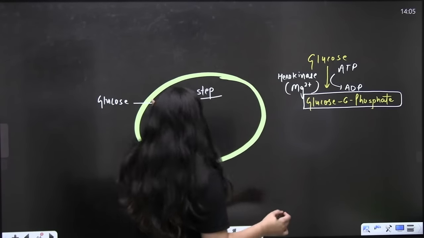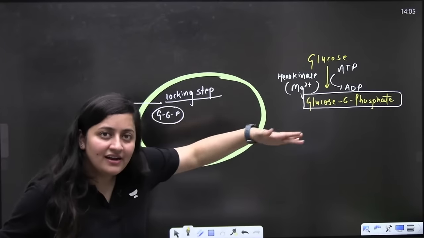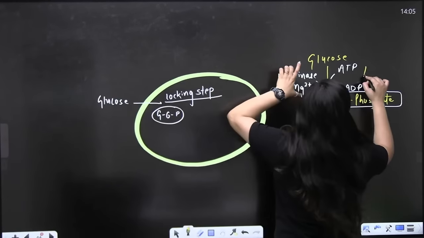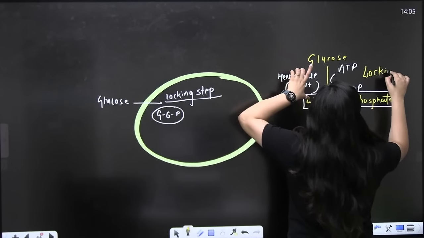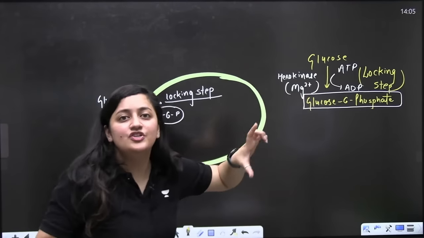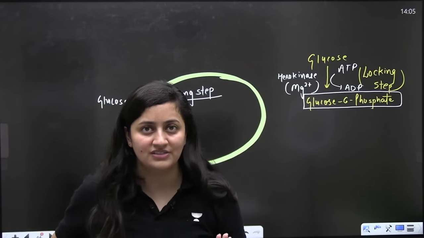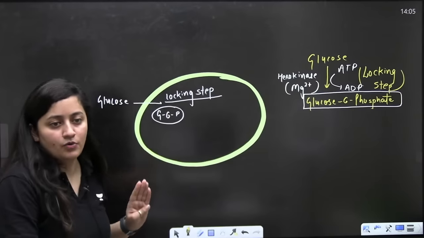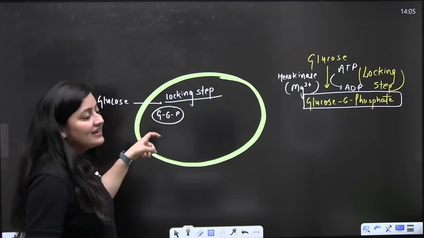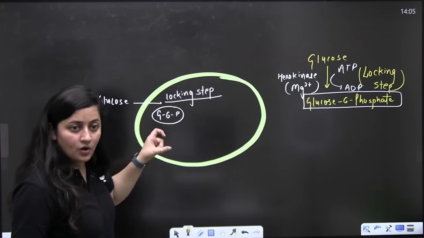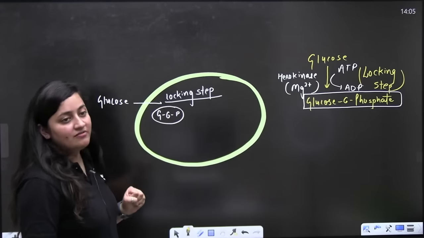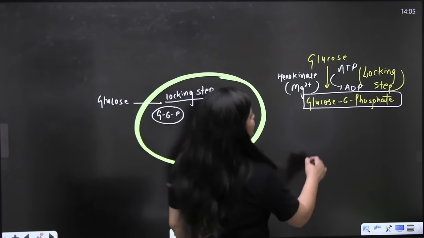Otherwise, if it remains as glucose only, then it can again cross the plasma membrane and come out. So this very first step in glycolysis is the locking step. Here we need to form G6P because G6P is impermeable to the cell membrane. It cannot come out. That is why doctors cannot directly give us G6P. They have to give us glucose, and this step will be taken here so that G6P will get locked here. So, next steps are very easy here.